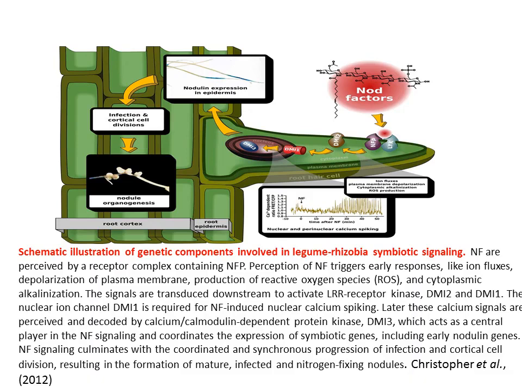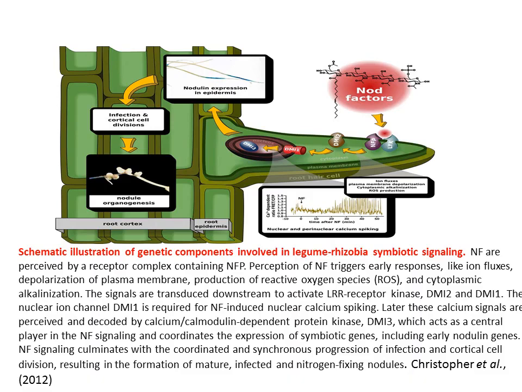Later, the signals are transduced downstream to activate the LRR receptor kinase. LRR is nothing but leucine rich repeats. These receptor kinase, DMI2 and DMI1, are involved in the formation of ion channels, which are required for calcium spiking, that is influx of calcium and calcium spiking around the perinuclear surface.